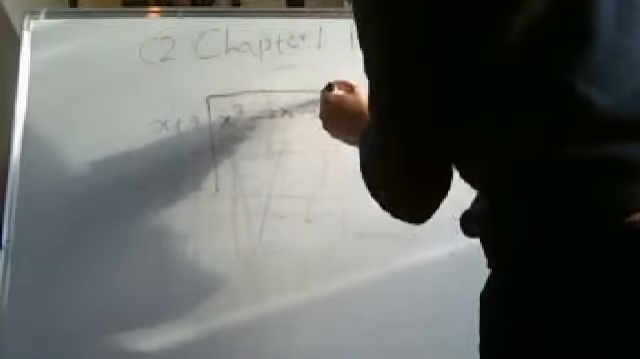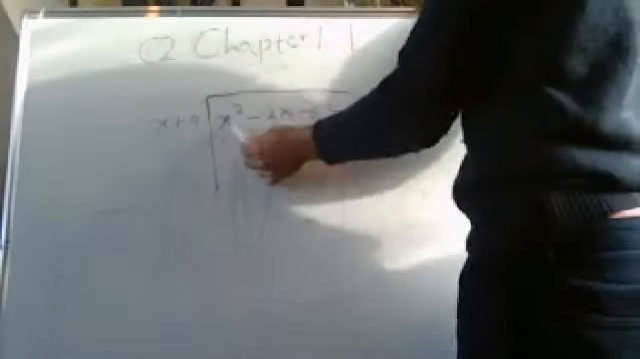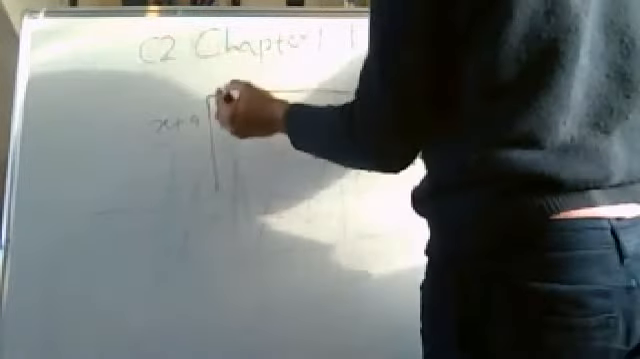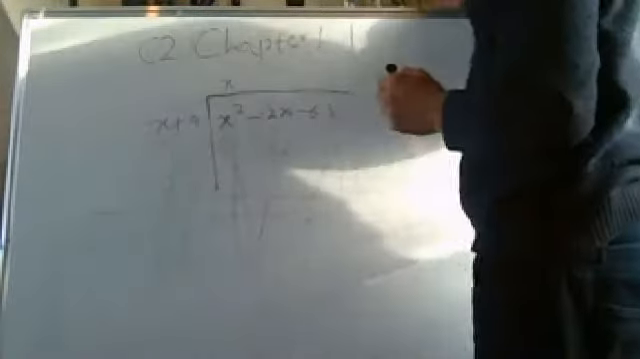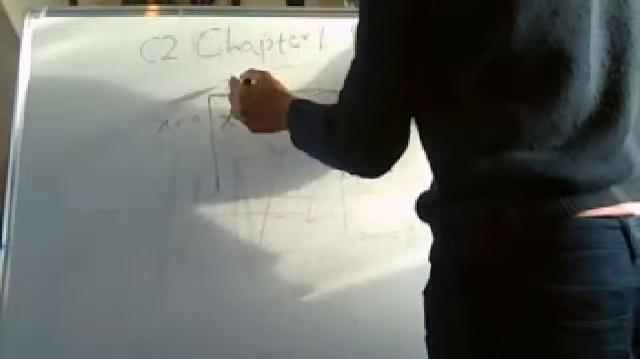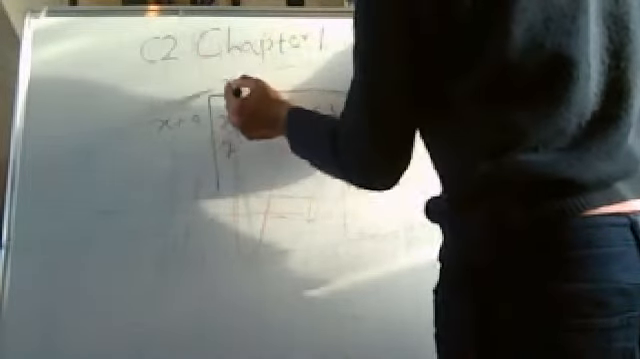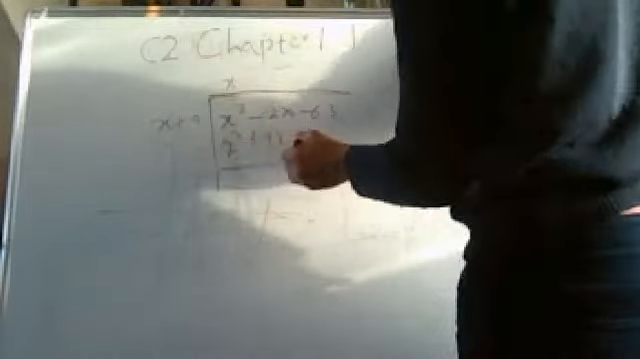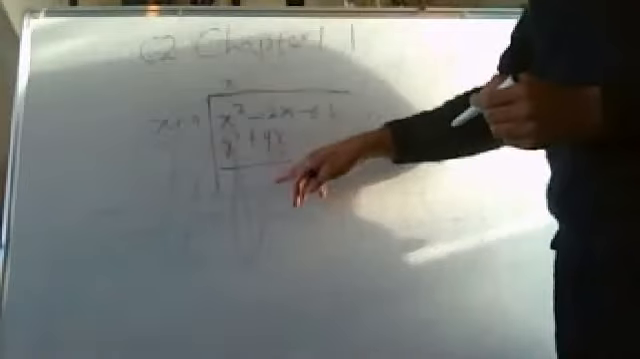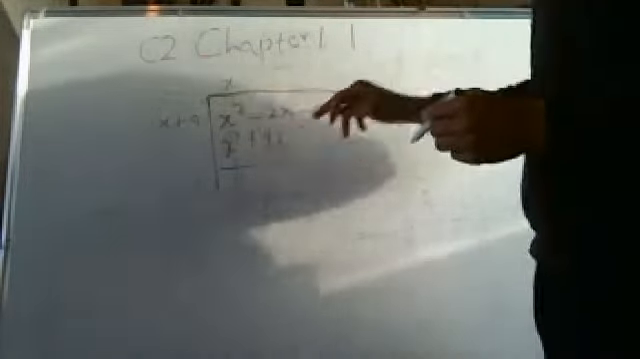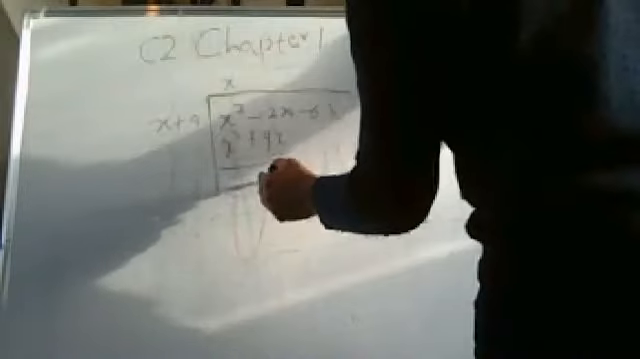All you do is start dividing the first term here by the first term here. So x squared divided by x is x. Now we multiply this by this. So x times x is x squared. x times plus 9 is plus 9x. Now we have to subtract these two terms. You can see x squared and x squared cancel. Now minus 2x minus 9x is minus 11x.